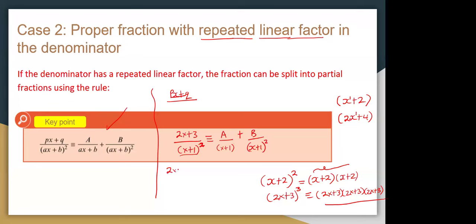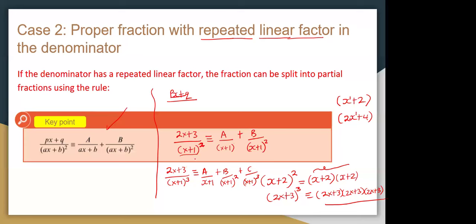Similarly, if I have 2x plus 3 out of x plus 1 power 3, when I'm expressing it in terms of partial fractions, I'll still say a out of x plus 1 plus b out of x plus 1 squared, then plus c out of x plus 1 power 3. That is when the power is 3. So this is how we are going to be expressing them.